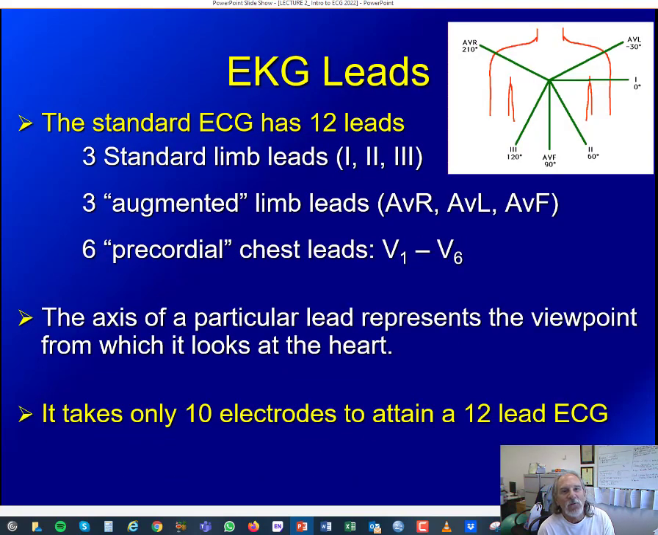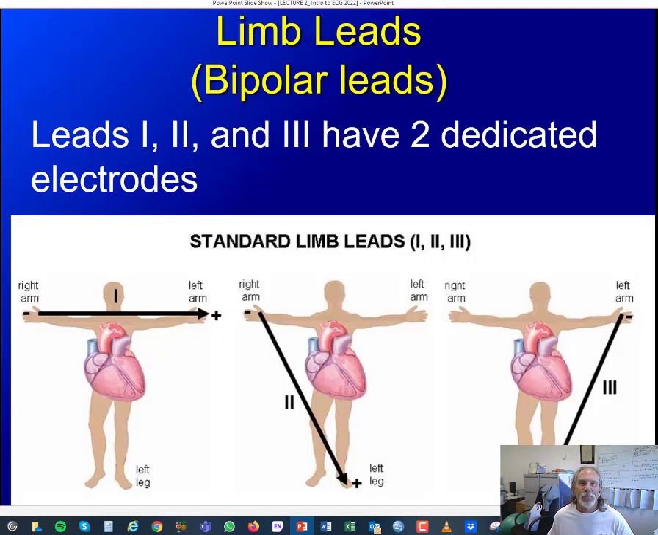So if we look at the standard ECG with 12 leads, there's 3 standard limb leads: lead 1, lead 2, lead 3. There's 3 what's called augmented leads: AVR, AVL, and AVF, and 6 precordial or chest leads, V1 to V6. So the axis of a particular lead represents the point or the way it looks at the heart. Just remember, it only takes 10 electrodes for a 12-lead ECG.